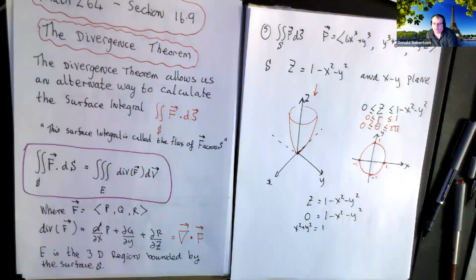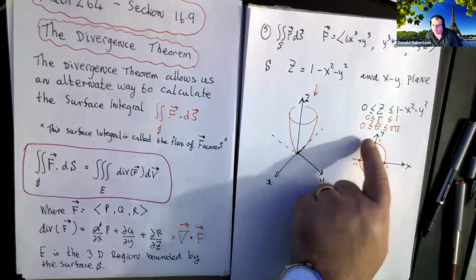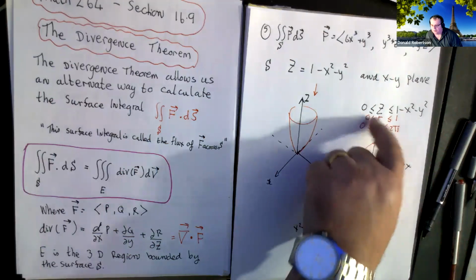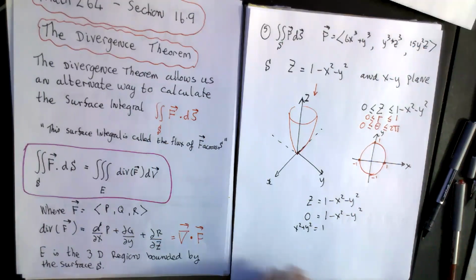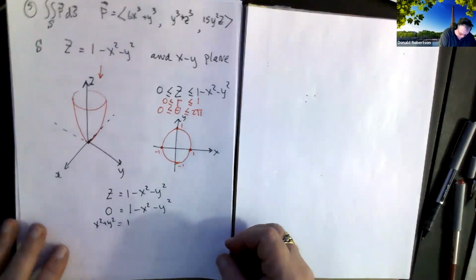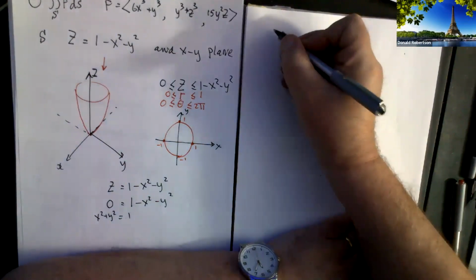Okay, so that one took a little bit more work to get the limits for x, y, and z, or in this case, r, theta, and z. Are we comfortable with the logic of how that was done? Okay, so now we move to the next phase.